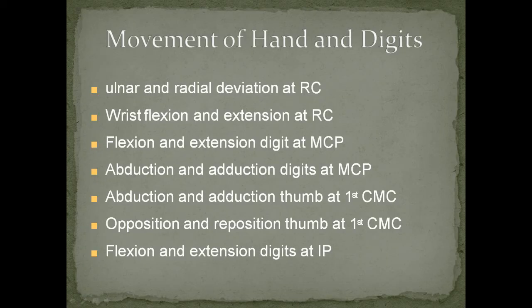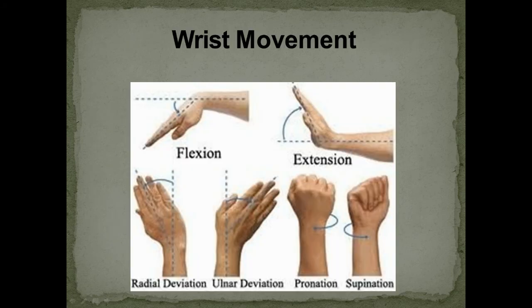Movements of the hand and digits: ulnar and radial deviation at the carpus, wrist flexion and extension at the radiocarpal joint, flexion and extension of the digits at the MCP, abduction and adduction of the digits at the MCP, abduction and adduction of the thumb at the carpometacarpal joint, opposition and reposition of the thumb at the CMC, and flexion and extension of the digits at the interphalangeal joints.